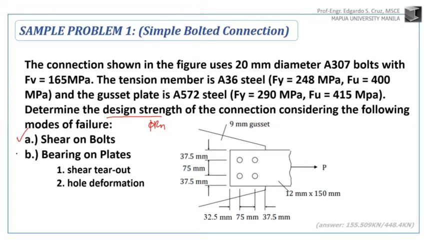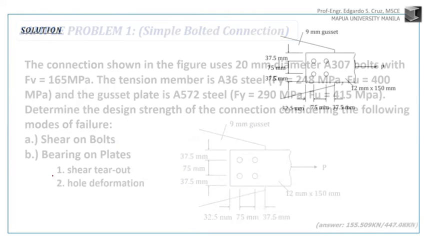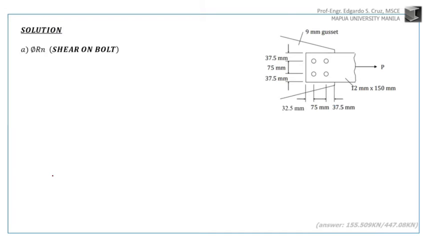This time, shear on bolts and bearing on plates. So we will no longer solve the GSY, NSF, and block shear fracture. These are different failures. Again, remember that for bearing, there are two possibilities: shear tear out or hole deformation. Okay, first, let's start with the shear on bolt. Shear on bolt is easy.